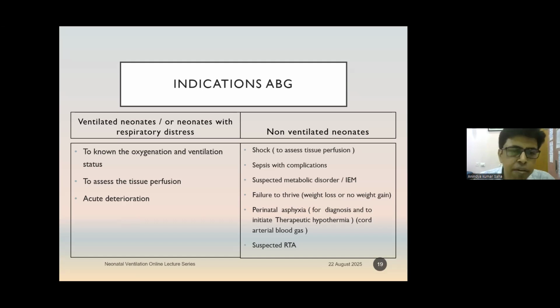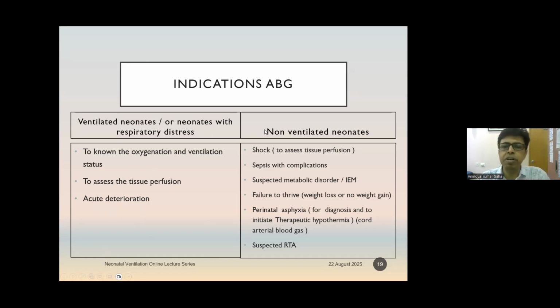If there is a ventilated neonate or a neonate with respiratory distress, we would like to know about the oxygenation and ventilation status by knowing the value of PCO2 or PO2. So a blood gas is required. We would also like to know the tissue perfusion, which will be expressed by lactate, bicarbonate and base excess. If there is acute deterioration in the ventilated baby, then also we would require a blood gas.